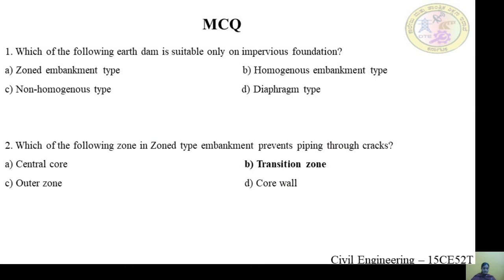So the MCQs are like this. Which of the following dams is suitable for only pervious foundation? It is only impervious foundation. It is homogeneous embankment type. Which of the following zones in a zoned type embankment prevents piping through cracks? It is the transition zone.